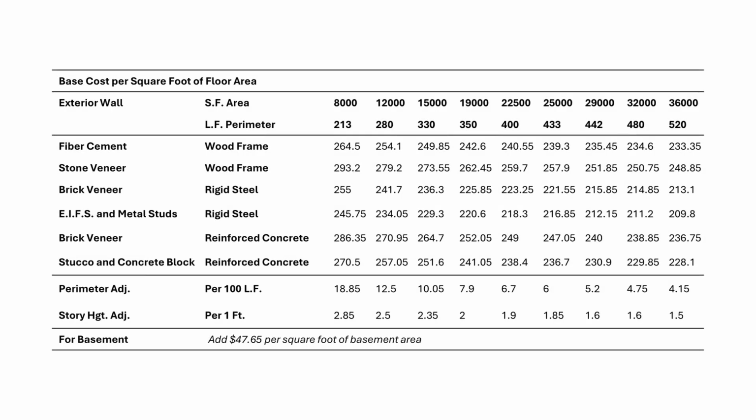Your job is to: 1. Match the gross square footage to the closest column. 2. Select the correct structural system. 3. Select the correct exterior wall system. For this project, that means brick veneer with rigid steel framing at the 15,000 square foot column.